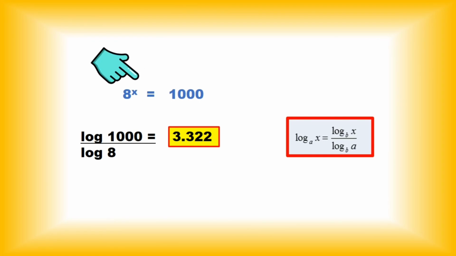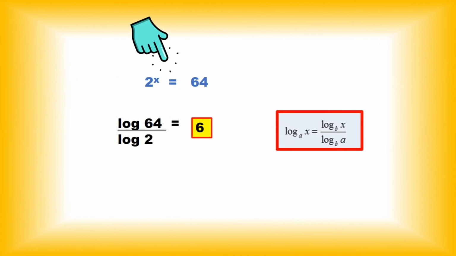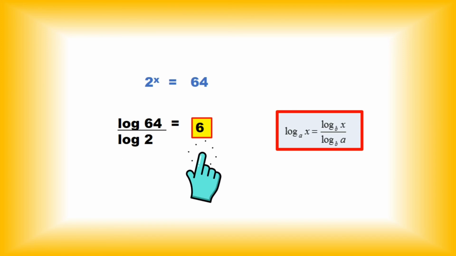8 raised to x equals 1,000. Use change of base rule. Log 1,000 over log 8 equals 3.322. 2 raised to x equals 64. Use change of base rule. Log 64 over log 2 is equal to 6.